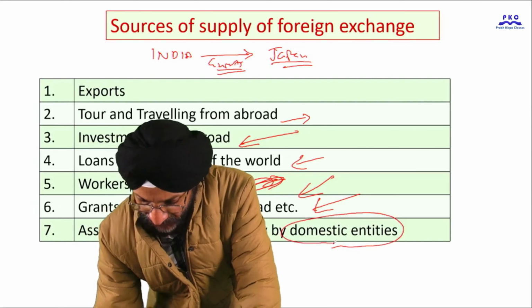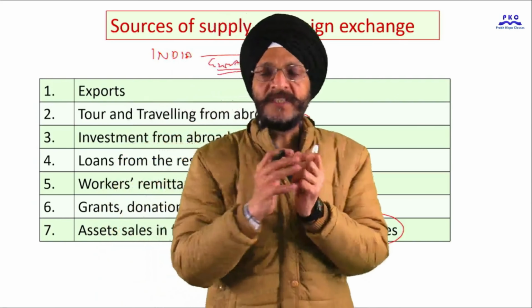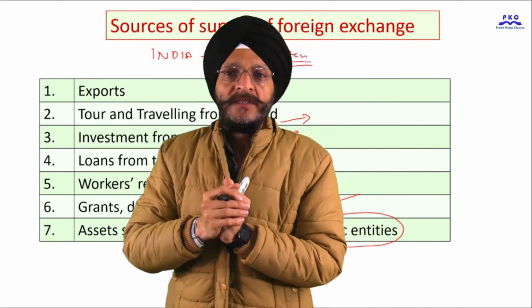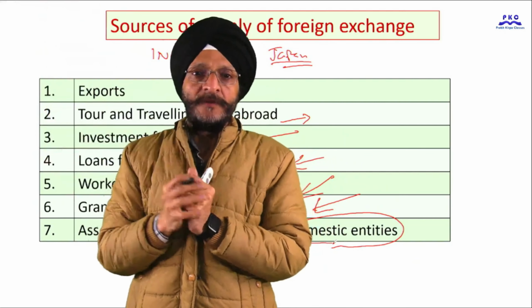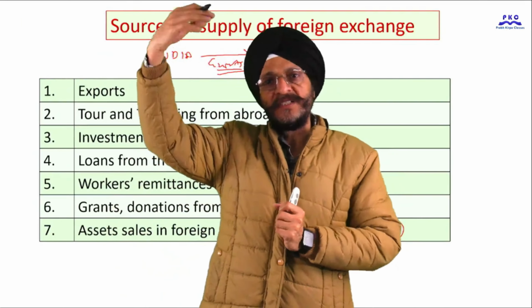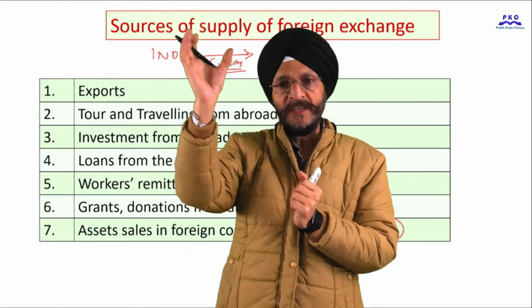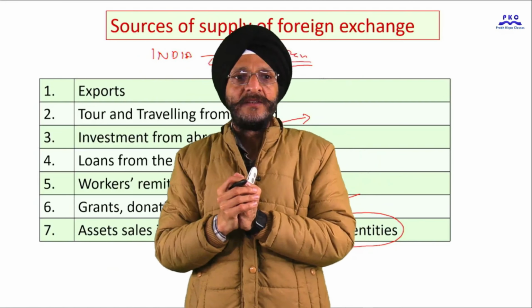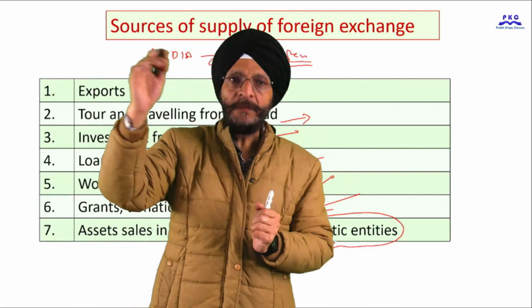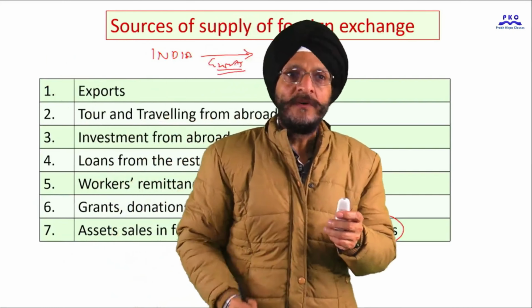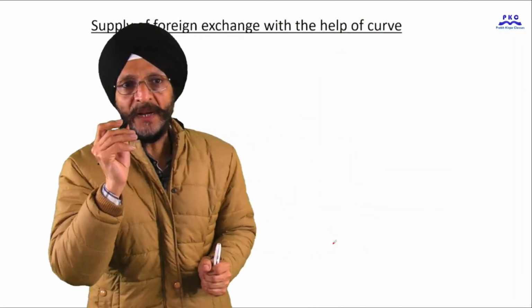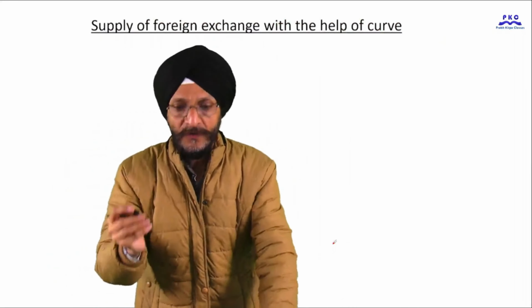It is quite possible that some of our business houses may have certain properties abroad. When they sell their properties or businesses abroad, they will receive foreign currency. So when there is an asset sale in a foreign country by domestic entities, it may result in the supply of foreign exchange. Now we will form the supply curve of foreign exchange.